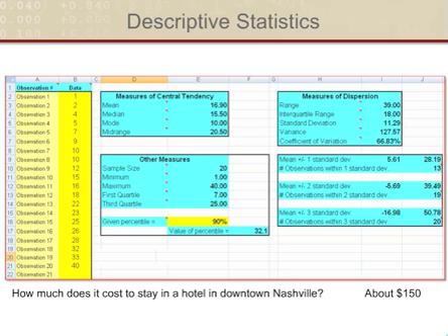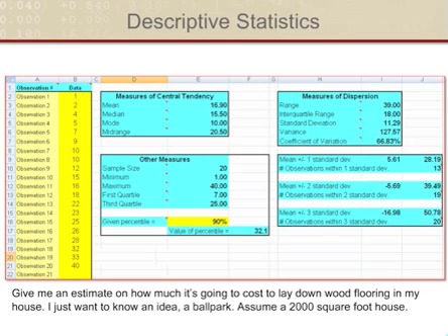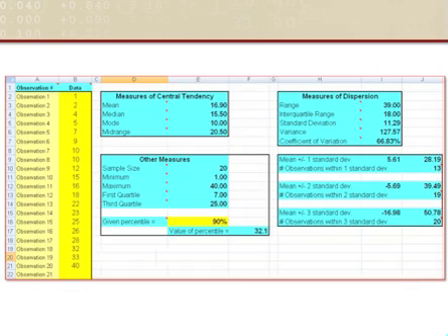And you might use that expression a lot when I say, give me an estimate on how much it's going to cost to lay down wood flooring in my house, and they go, well, I need to see it first, and you're like, I just want to know an idea, ballpark, assume a 2,000 square foot house, give me an idea. You want to know whether you're looking at something in the couple of thousand range or 10,000 plus range. I don't want them coming over and wasting their time giving me an estimate when it's so far out of my price range that it's pointless, and it's wasting their time and my time.